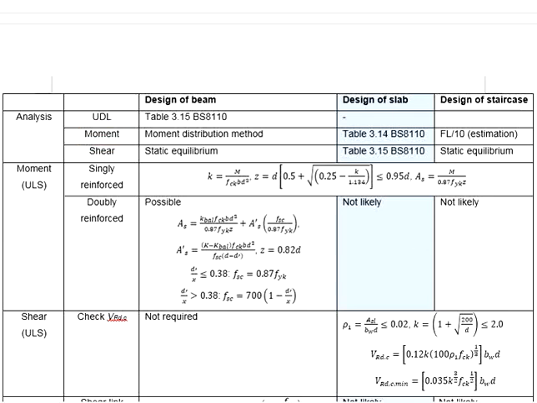As for the slab, to get the moment, you refer to table 3.14, which is standard at 110. And to get the shear, you refer to table 3.15. And the design of the staircase is relatively simple. You will assume the moment to be equal to FL per 10. For you to get the shear load, you find the reactions based on static equilibrium. The same principles apply to the beam.